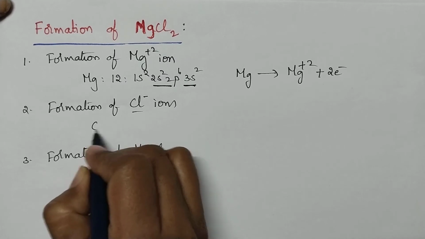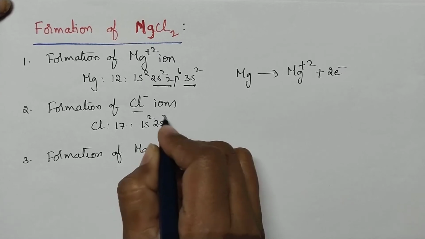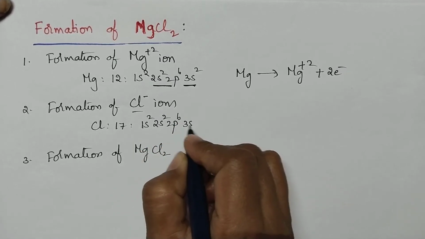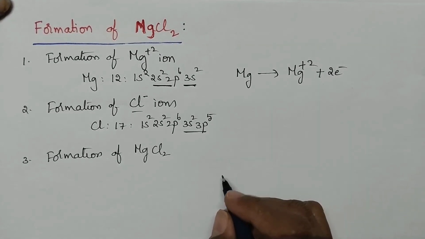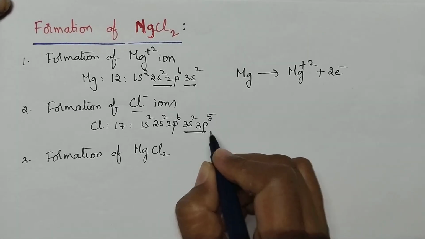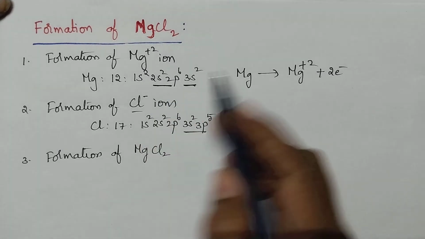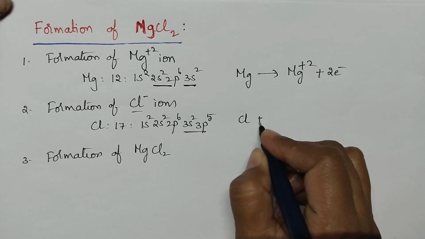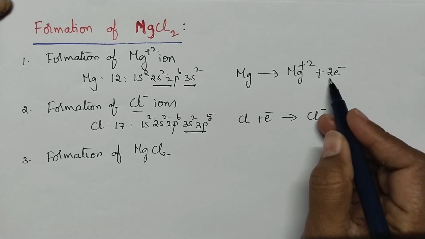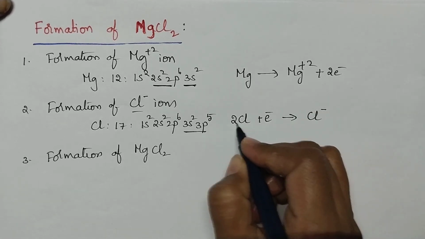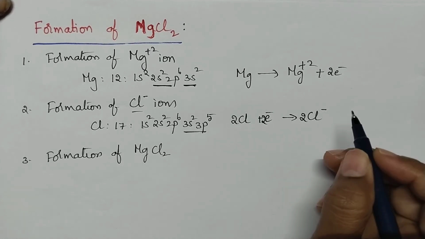Coming to the chlorine, its atomic number is 17. Its configuration is 1s2, 2s2, 2p6, 3s2, 3p5. So the outermost orbit contains only 7 electrons. If the chlorine gains 1 electron, it gains the nearest noble gas configuration. Here the chlorine gains electron to acquire the nearest noble gas configuration. So 2 electrons are available. So 2 chlorine atoms gain 2 electrons. With the result 2 Cl minus ions are available.